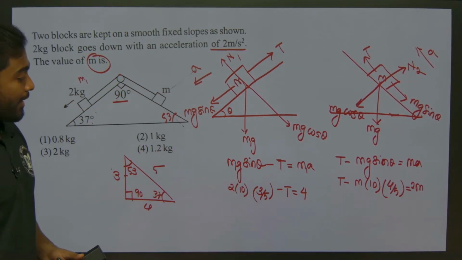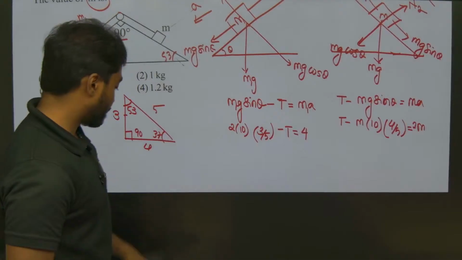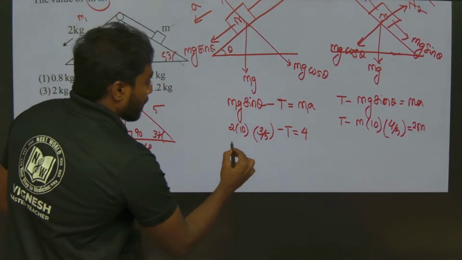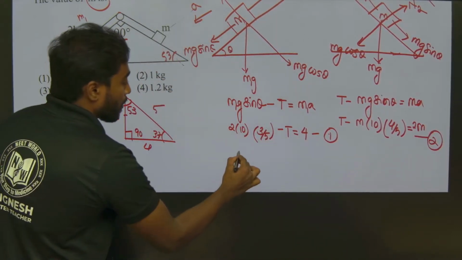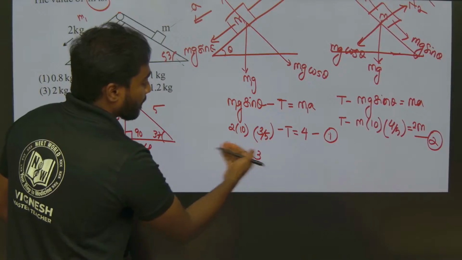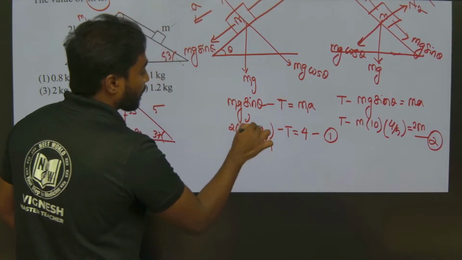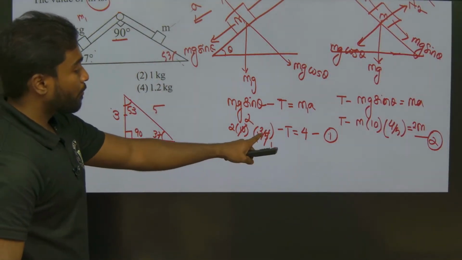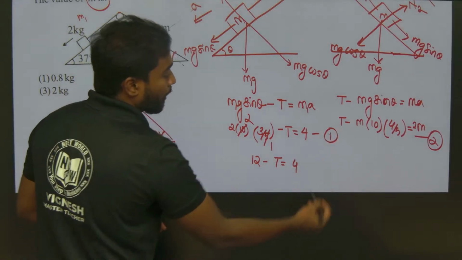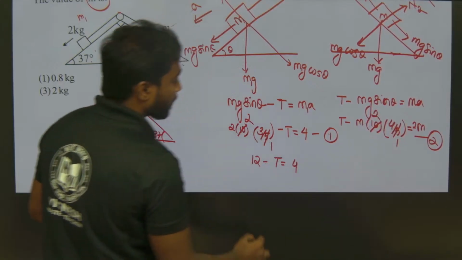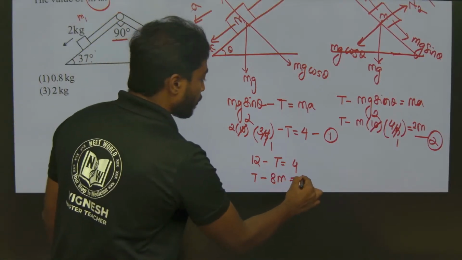That's it. So can I add the two equations? What happens when I add the two equations? This is equation number 1 and this is equation number 2. So 20 into 3 by 5, let me write like this. This is 1 times and this is 2 times. So 2 2s are 4, 4 3s are 12. So 12 minus T is equal to 4, and this one is 1 and this is 2. So T minus 8m is equal to 2m.